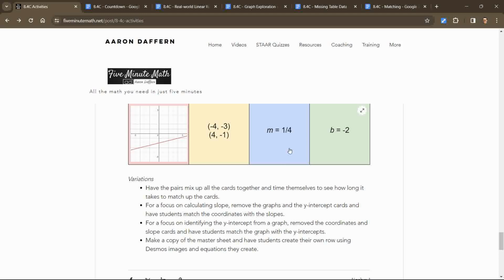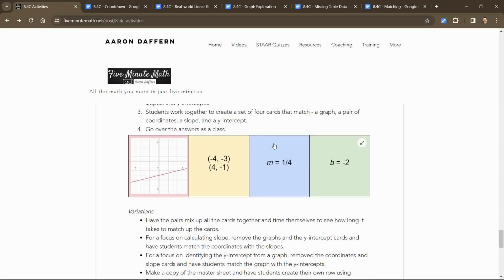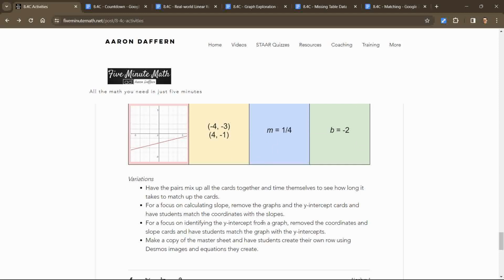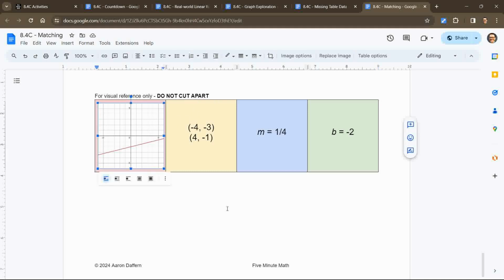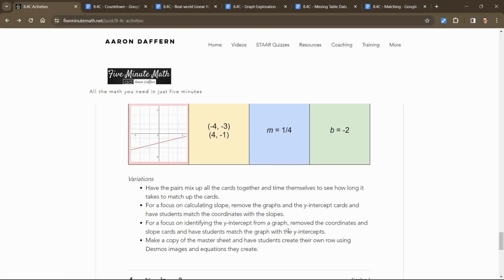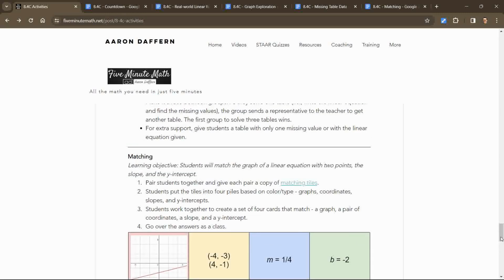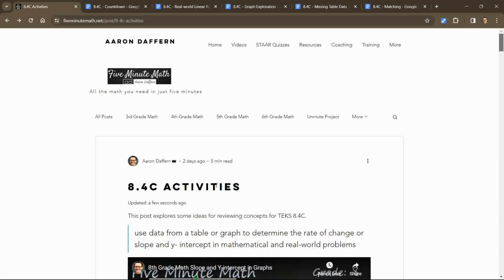And so all you're going to do is give them these 2 cards, the yellow card and the blue card, because you can calculate the slope from just the pair of coordinates, and that's all you need. For a focus on identifying the y-intercept from a graph, you remove the coordinates and the slope card, so you remove the yellow and the blue, and you're just giving them the red and the green. It depends on what focus you want for that day. And then you can make a master copy, or a copy of the master, and have students create their own row using Desmos images. That's all this is right here. I just exported images from Desmos and inserted them into the table, and that's it. So students can do that on their own. So hopefully you will find some of these activities helpful to review concepts in 8.4C.